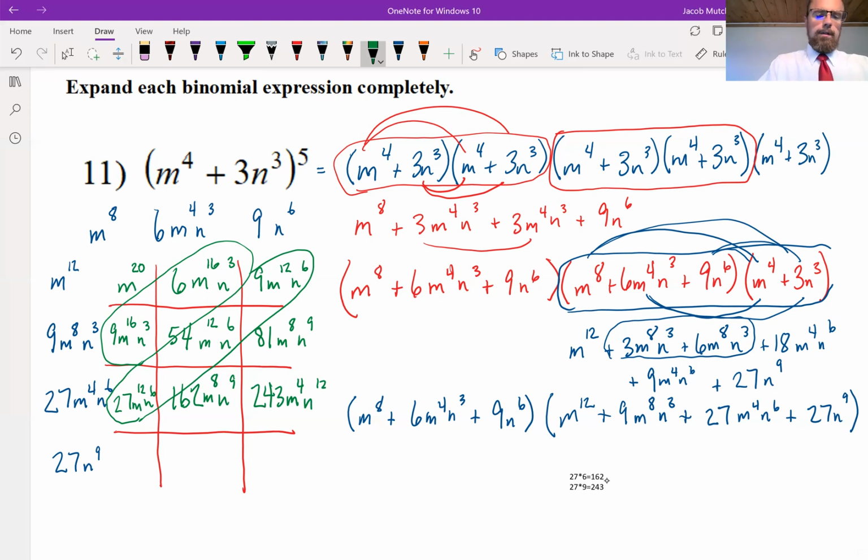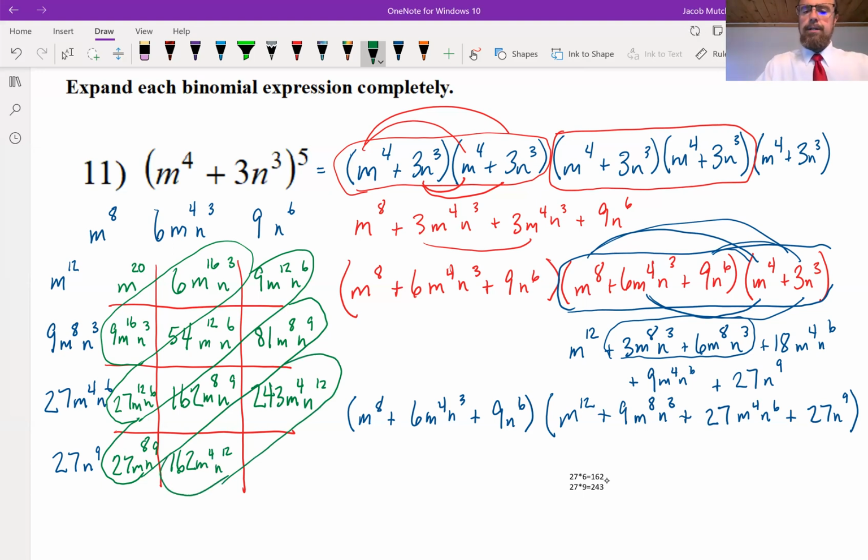Last row, this is going to be 27m to the 8th, n to the 9th. And again, that's one more diagonal of like terms. And lastly here, 27n to the 6th times 6m to the 4th n cubed is going to be 162m to the 4th, n to the 12th. That's my last row of common terms. And then my last product here is going to be 27n to the 9th times 9n to the 6th. That's 243n to the power of 9 plus 6, 15.